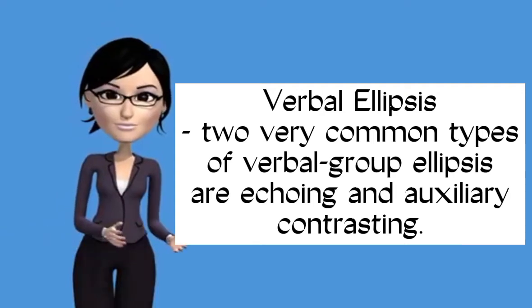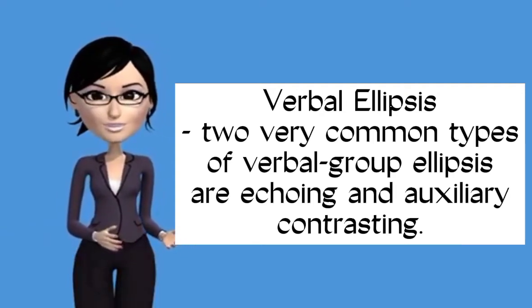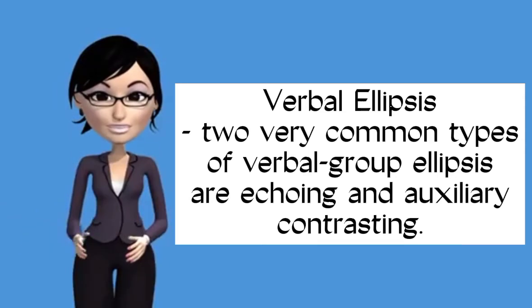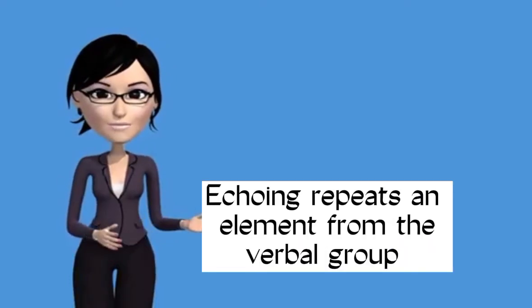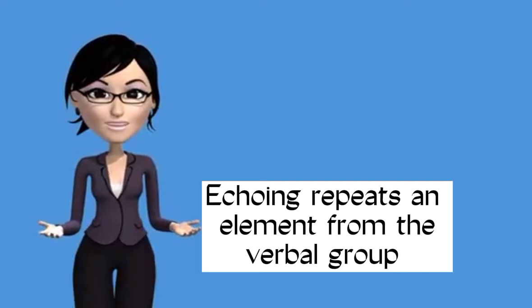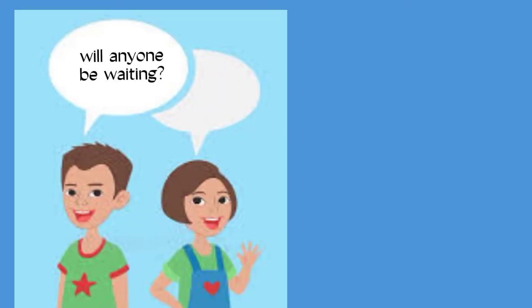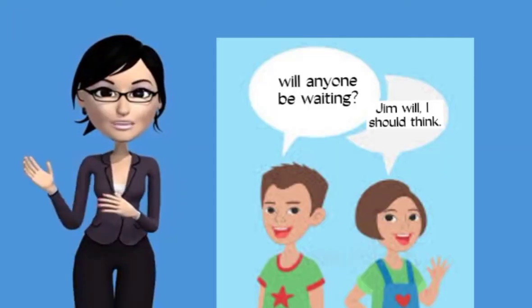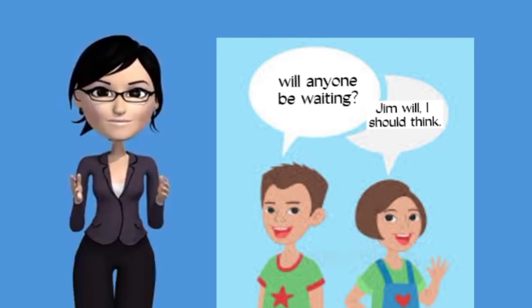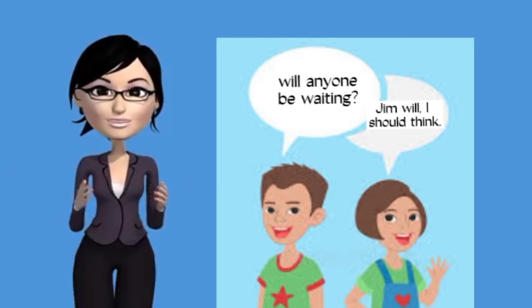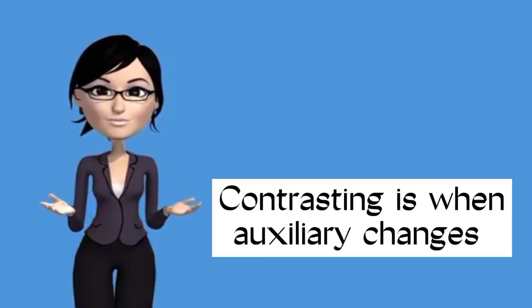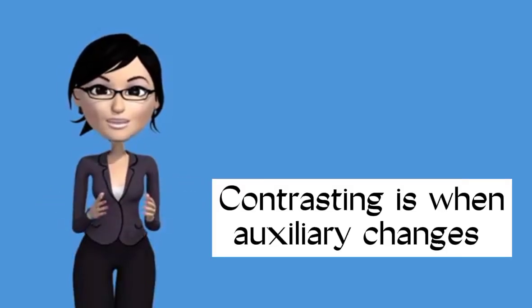Secondly, we have verbal ellipsis. Two very common types of verbal group ellipsis are echoing and auxiliary contrasting. Echoing repeats an element from the verbal group, and contrasting is when the auxiliary changes. Example: "Will anyone be waiting?" "Jim will, I should think." This type of sentence is verbal ellipsis because it repeats an element from the verbal group, the word will. Contrasting is when the auxiliary changes.